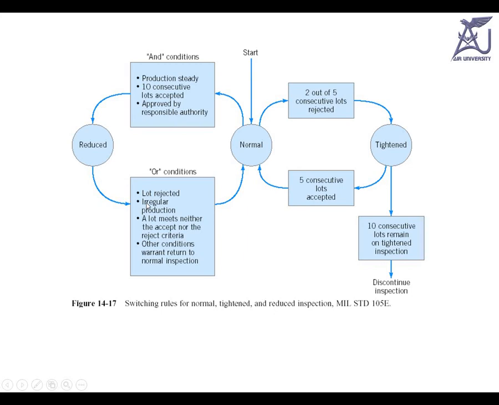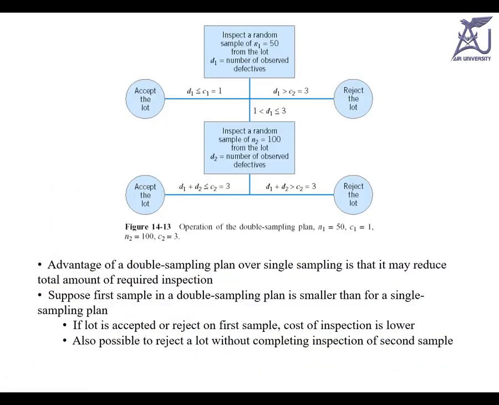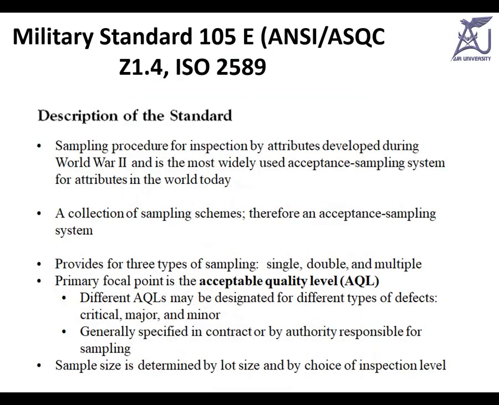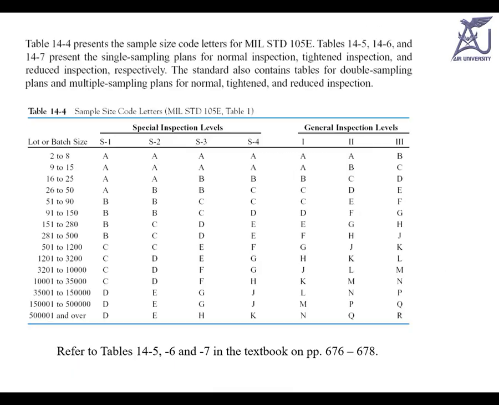So in that case, how can you go for the normal again? If any lot is rejected, you will again tell him, okay, now again we start with the normal one. So normal inspection is, as we discussed earlier, the procedure which is here, level 2 inspection. This is called the normal inspection level. But we also have some special inspection levels now.